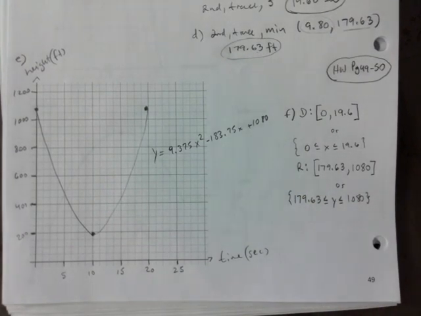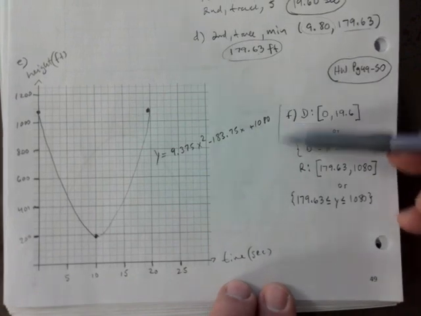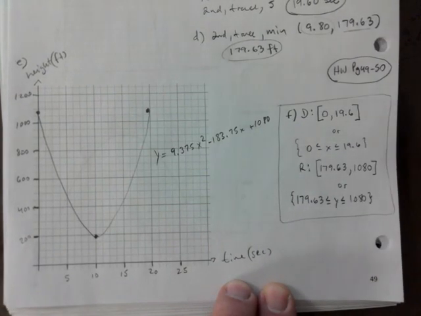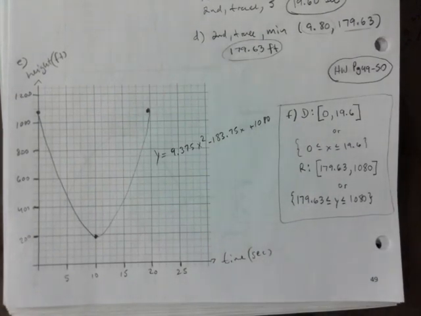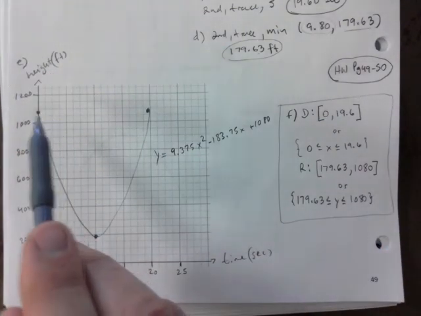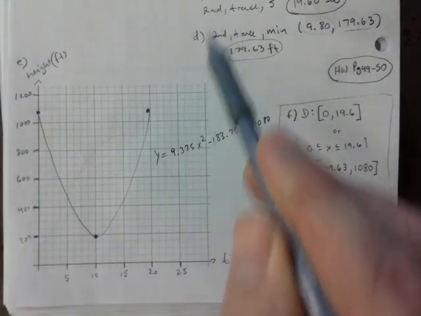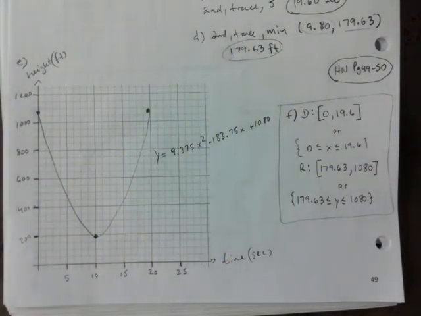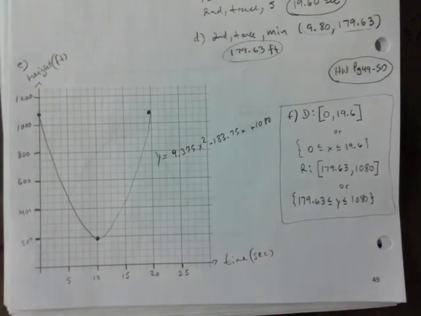There's your domain and range. Very important. If this had not been a word problem, domain would have been all real numbers. Right? This thing keeps on expanding indefinitely to the left and to the right, so all x values. But it's a word problem, so I need to see what's happening here. It's restricting time. And you also have a restriction on your height.